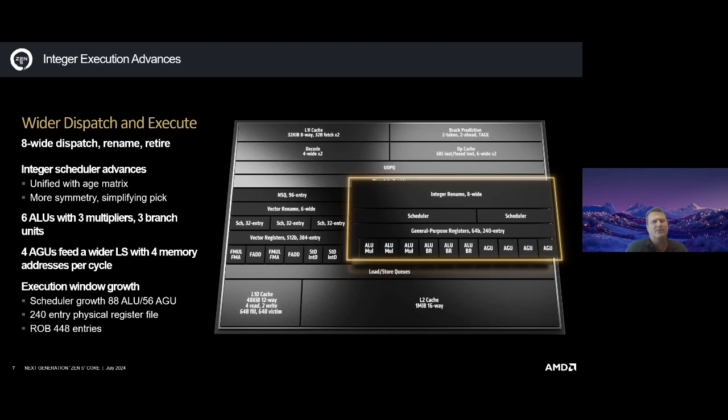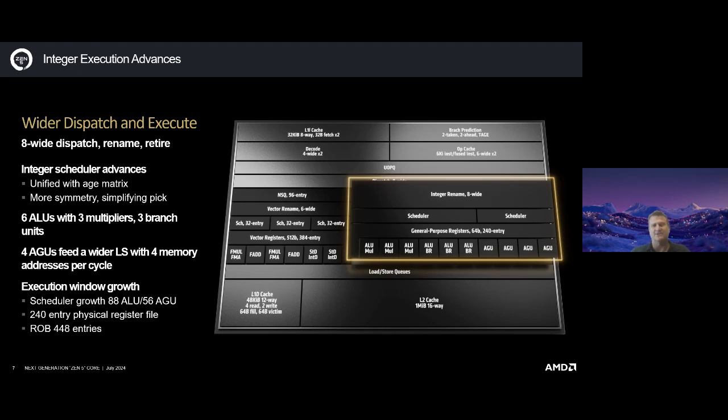On the integer scheduler, we went to a more unified design in this generation. It has an age matrix to try to find the oldest instructions to schedule. With it unified, traditionally each ALU had a scheduler in front of it, but that had to be allocated at dispatch time. And so you can have inefficiencies on how you allocated based on dispatch versus how dependencies come back and things need to execute. So this simplifies the pick, having it more unified, and you get more symmetry across our units. We also made our units more symmetric to help simplify that scheduler.